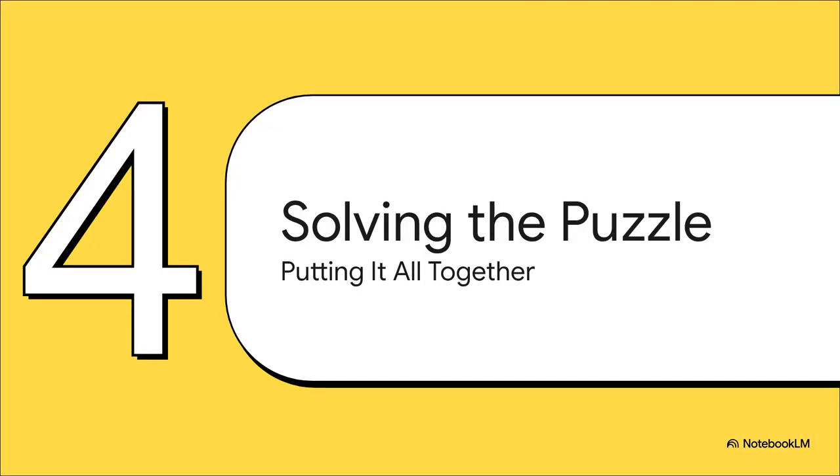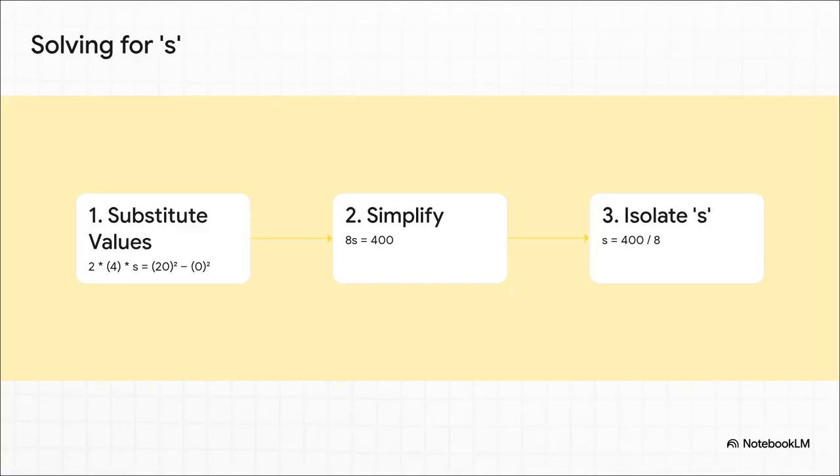All right, we've got our clues lined up, and we've got our special tool ready to go. Now it's time to put it all together and actually solve this puzzle. Let's walk through this together. First, we substitute our values. We just plug our numbers right into the equation. So a is 4, v is 20, and u is 0. Easy. Next, we simplify each side.